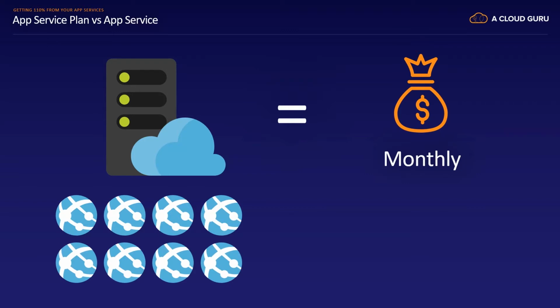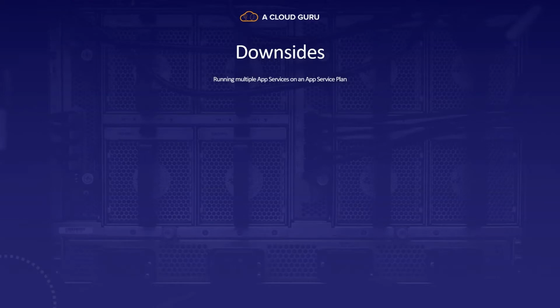I've seen companies that have had a single app service plan for each app service, usually because of management reasons or some excuse. And that's what tags are for, people. This meant that companies were paying many times more than they had to. So what's the downside then to having multiple app services on a single app service plan, you might ask?